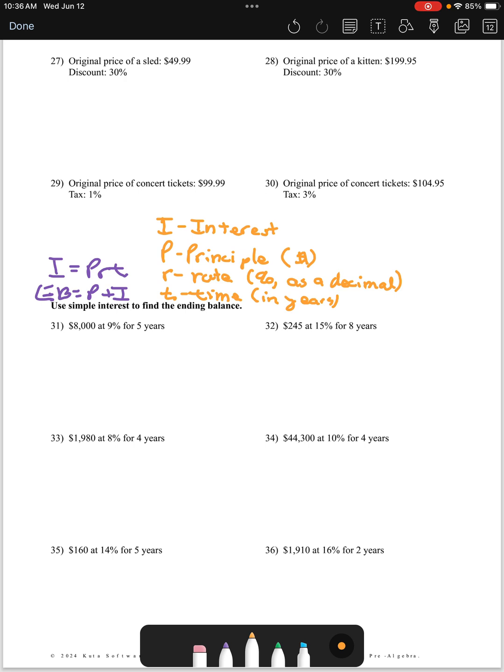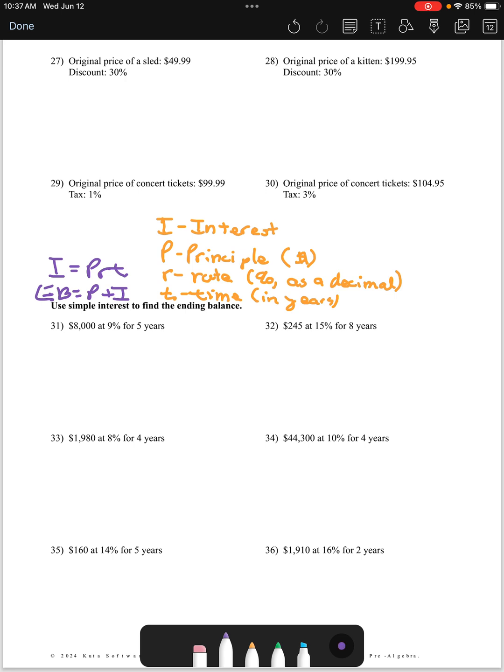So we do need to recall that to change a percent into a decimal, we have to find its decimal point and move it left 2 places. T stands for time in years. The second equation, EB equals P plus I, is the ending balance, which is what we're asked to find, and it is equal to the principal plus the interest. So ending balance equals what you started with plus what you earned.